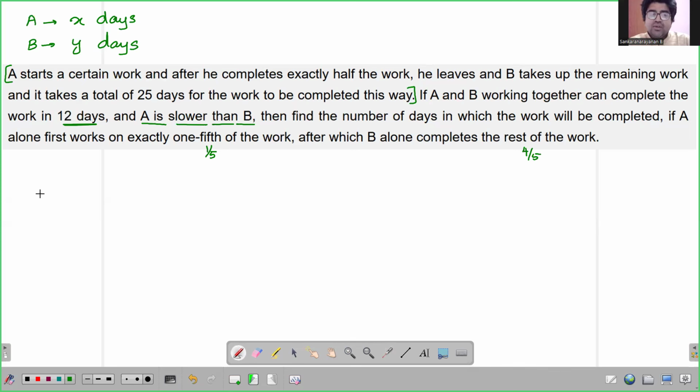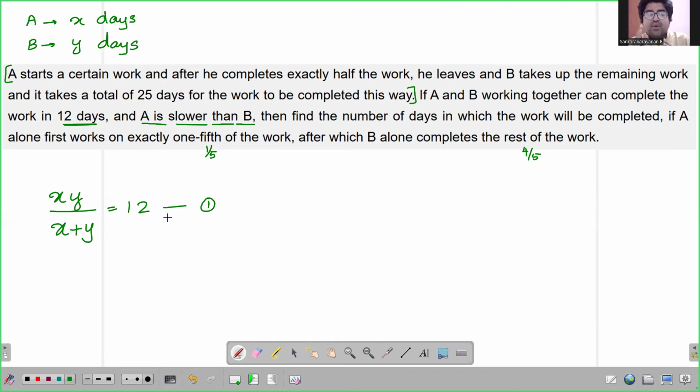So we can see that when two people are working together, the total number of days they take to complete the work, if you remember, will be nothing but xy by x plus y. That many number of days as far as this particular assumption is concerned. Xy by x plus y, I am getting it here as 12. In the basics of time and work, we would have learned it.